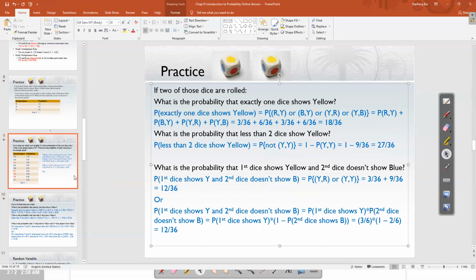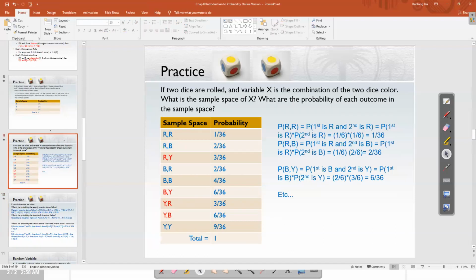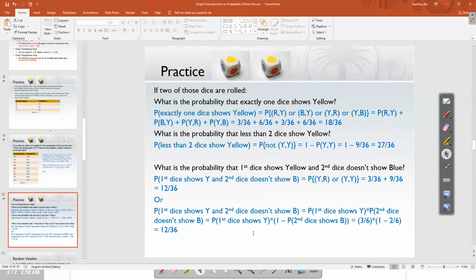But this is based on knowing the distribution of this. What if you don't know this? Then we have another way to very quickly get the probability. So the probability the first die shows yellow and the second die doesn't show blue. You can see that we have 2 events connected by "and", right? Then we know we can use the multiplication rule. And they are independent. The first die color is not going to affect the second die color, right? So A doesn't affect B. We can use the multiplication rule.